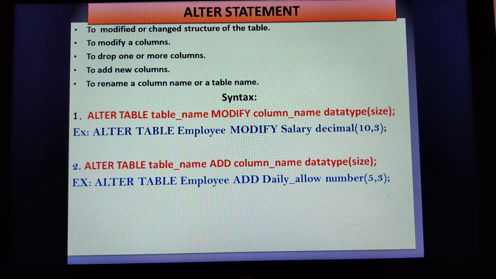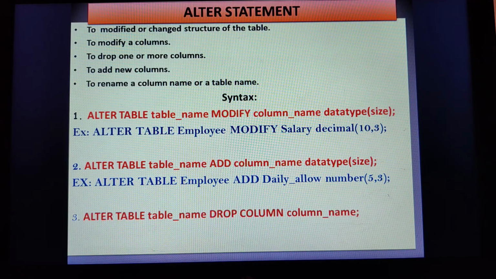Now next, if I want to drop a column, I don't want one of the columns to be there. I don't want the address column to be there in the employee table. I just want ID, name, age, salary. I just want this, and I don't want daily allowance and the address column already in that. In that case also I can use the ALTER command only.